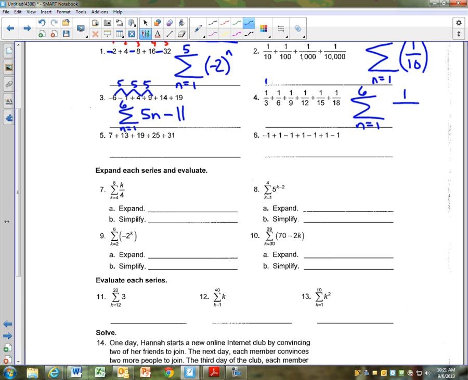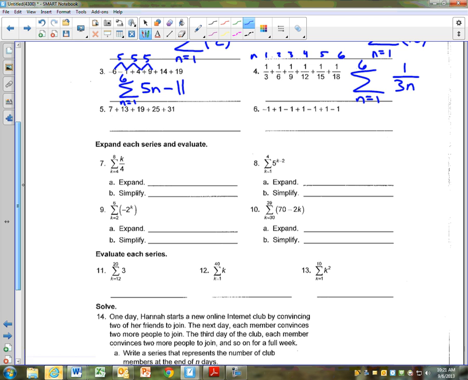Again, I write 1, 2, 3, 4, 5, 6. That's n. Okay? How does the bottom relate to n? Well, it's 3 times n. So the bottom will be 3 times n. There's no surefire way. I can't give you a formula to always know how to figure these out. Okay? I wish I could. A lot of people got 5. You did very well. You saw there's a constant difference of 6.